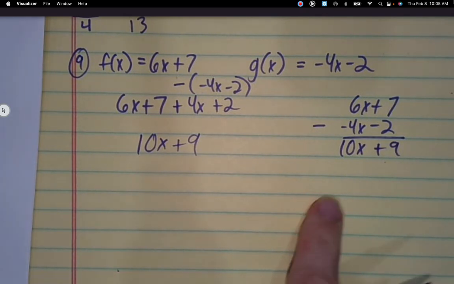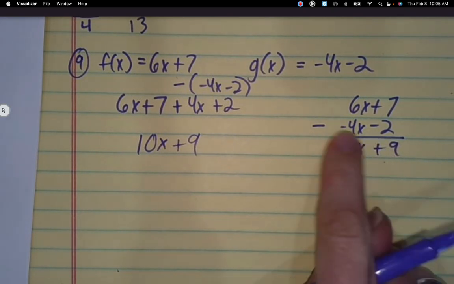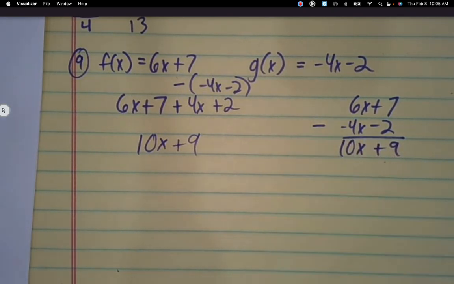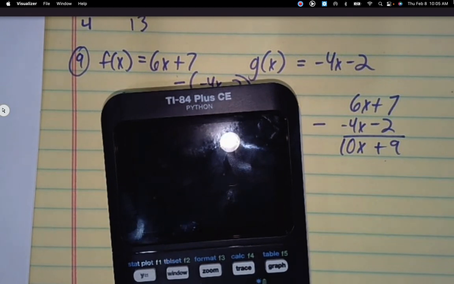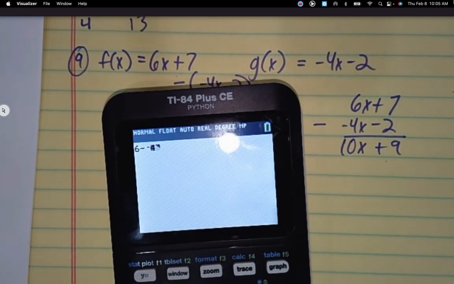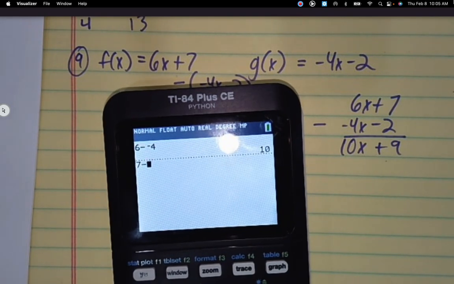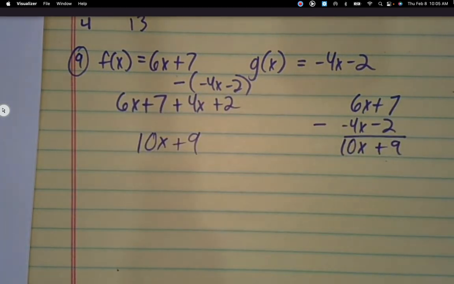Okay. So if this is better to line it up, take your f function and subtract the g function. Just don't forget to subtract. Like just type it in. 6 minus negative 4, it is 10. 7 minus negative 2, it's actually positive 9. Okay, so I got 10x plus 9.